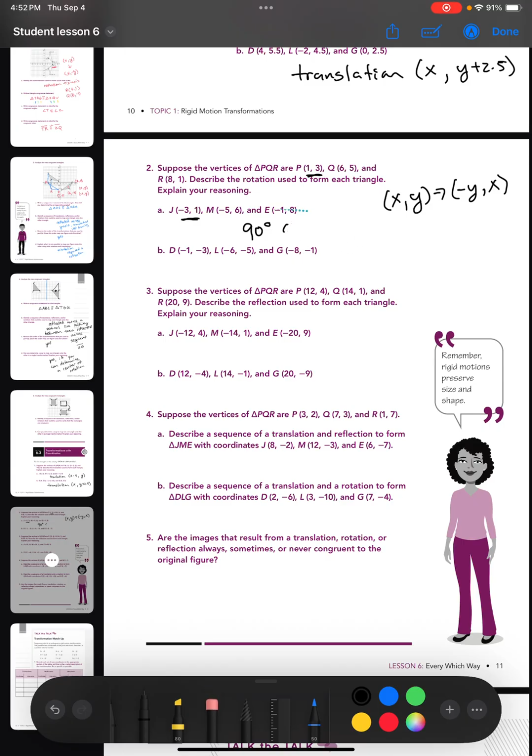I misspelled counter. Let's try that again. Counterclockwise rotation.